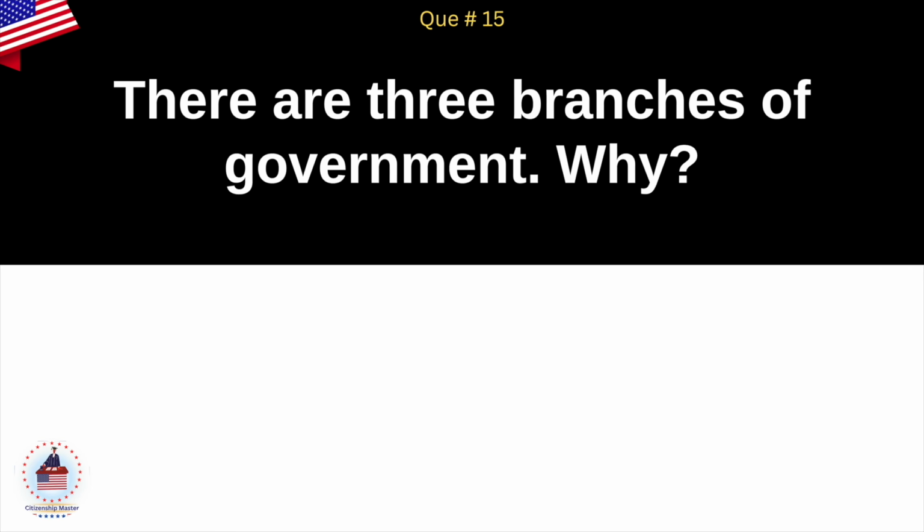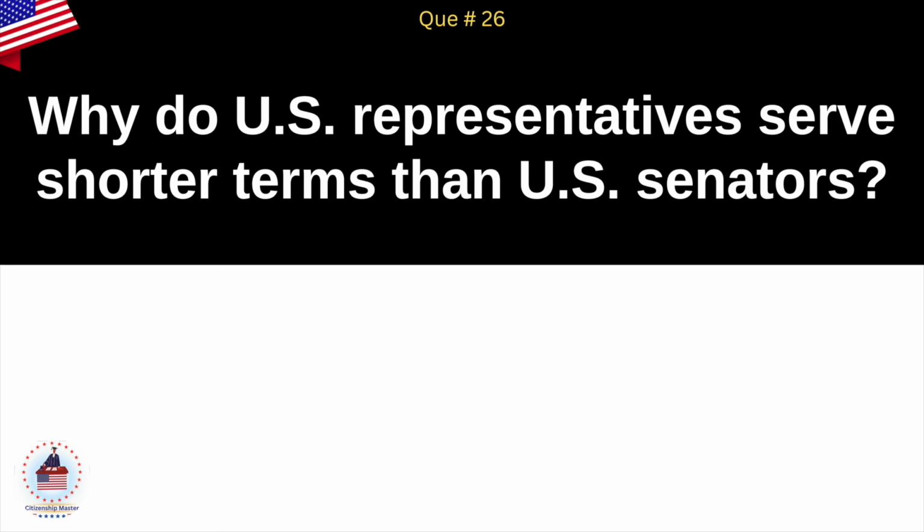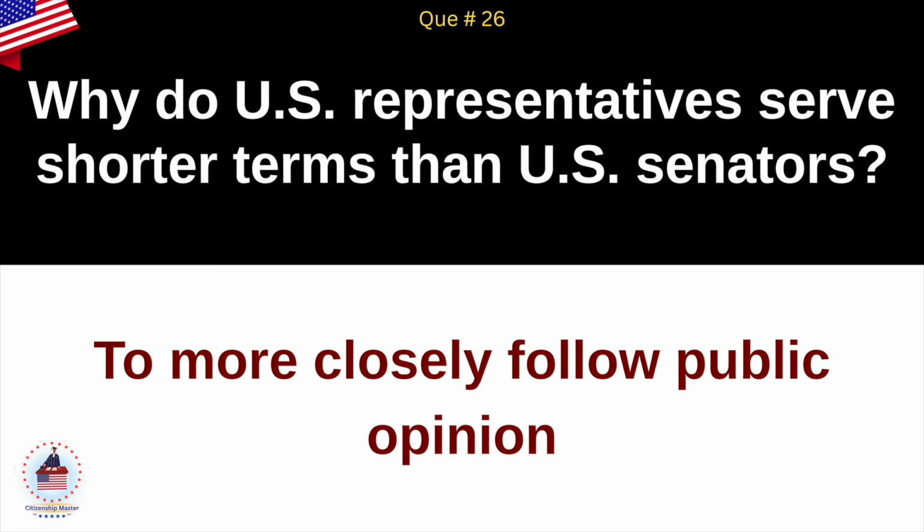There are 3 branches of government. Why? Checks and balances. Why do U.S. representatives serve shorter terms than U.S. senators? To more closely follow public opinion.